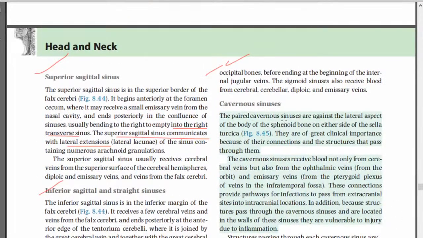Let's talk about the cavernous sinus. This is one of the important topics, and it is important for my viva voce exam as well, if you don't know.